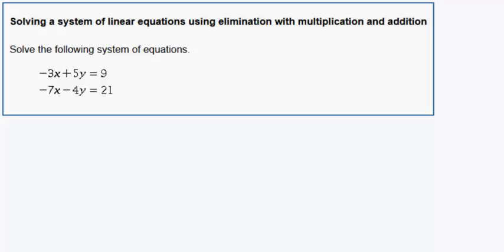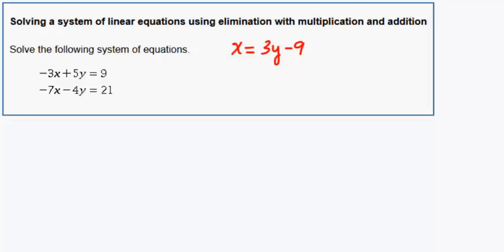Again, we're still just solving a system algebraically. And remember, the two methods are using substitution and using elimination. And we talked about the fact that to use substitution, you really want it to be pretty straightforward. You want it to already be solved for a variable, like we may want it to say x equals 3y minus 9. Or you want it to be an equation that's fairly easy to solve for a variable.